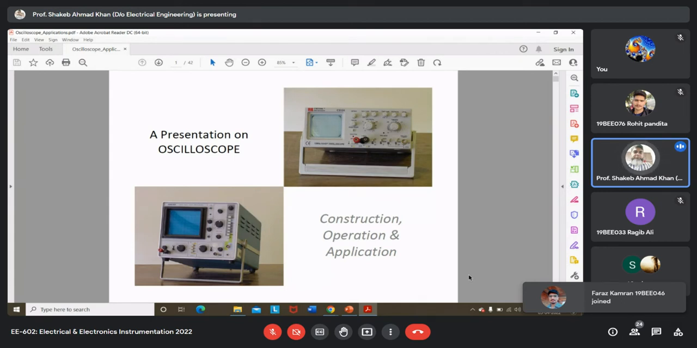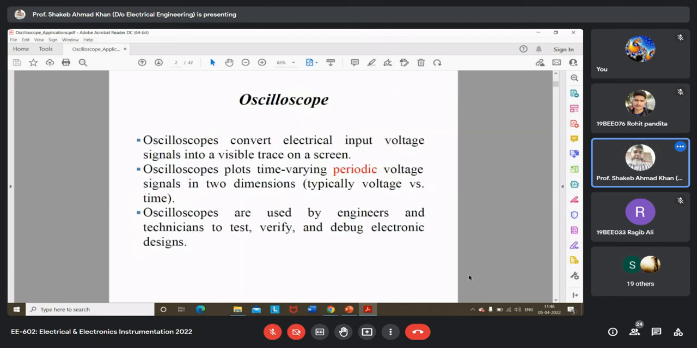I'll try to make you understand its construction and how it works. Then you'll be more comfortable in using the oscilloscope, because it requires a certain kind of expertise. So people generally avoid the use of the oscilloscope. You can use the oscilloscope in place of an ammeter, in place of a voltmeter, and many things are possible.